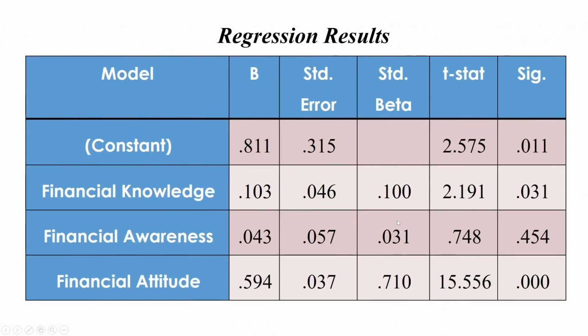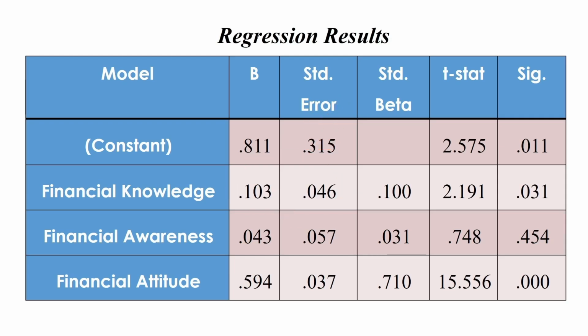The regression result shows to what extent the dependent variable is influenced by the selected independent variables. As per the regression results, the constant value is found to be 0.811. It means when the independent variables, financial knowledge, awareness, and attitude, remain at zero, then the value of the dependent variable, that is personal financial planning, will be 0.811. The beta coefficient of financial knowledge is 0.103 and its standard error is 0.046. It means when financial knowledge is increased by 1%, then the dependent variable personal financial planning will increase by 0.103% and it may err by 0.046%.